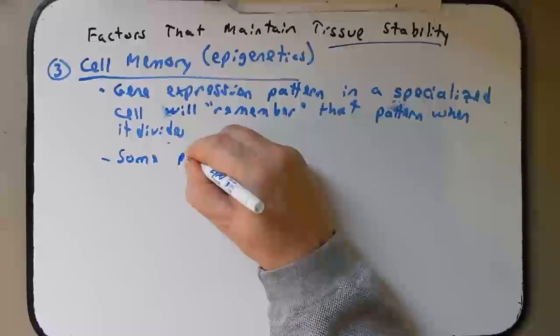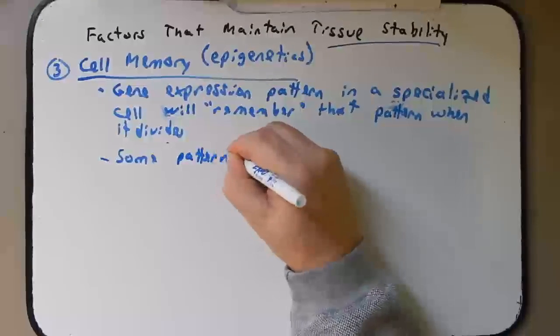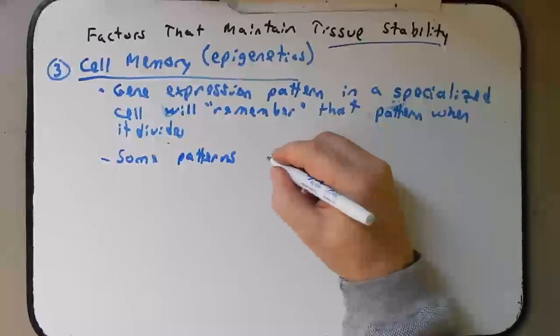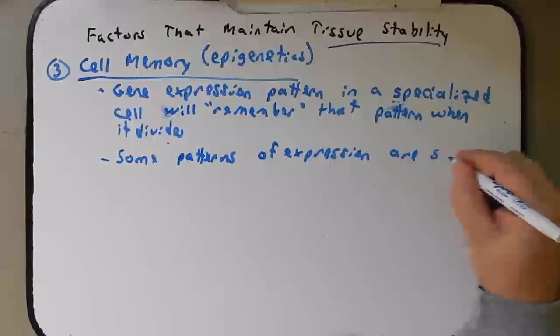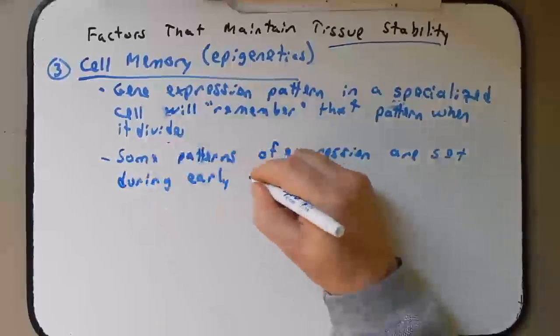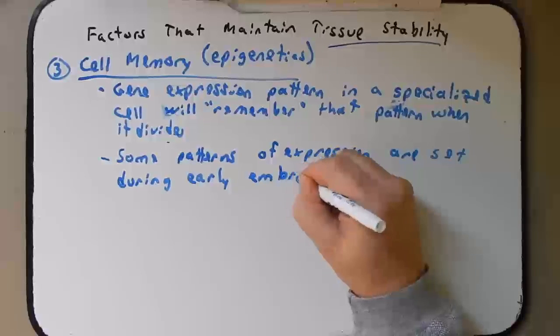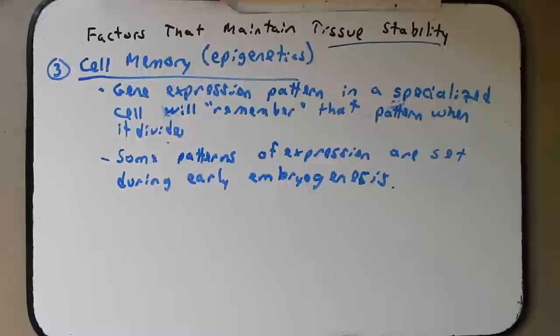Some patterns of expression, maybe even many, are set during early embryogenesis, which is pretty amazing, that at an early stage like gastrulation, where the embryo is just forming, some of those cells set a pattern that will be remembered for the next 70 to 100 years.